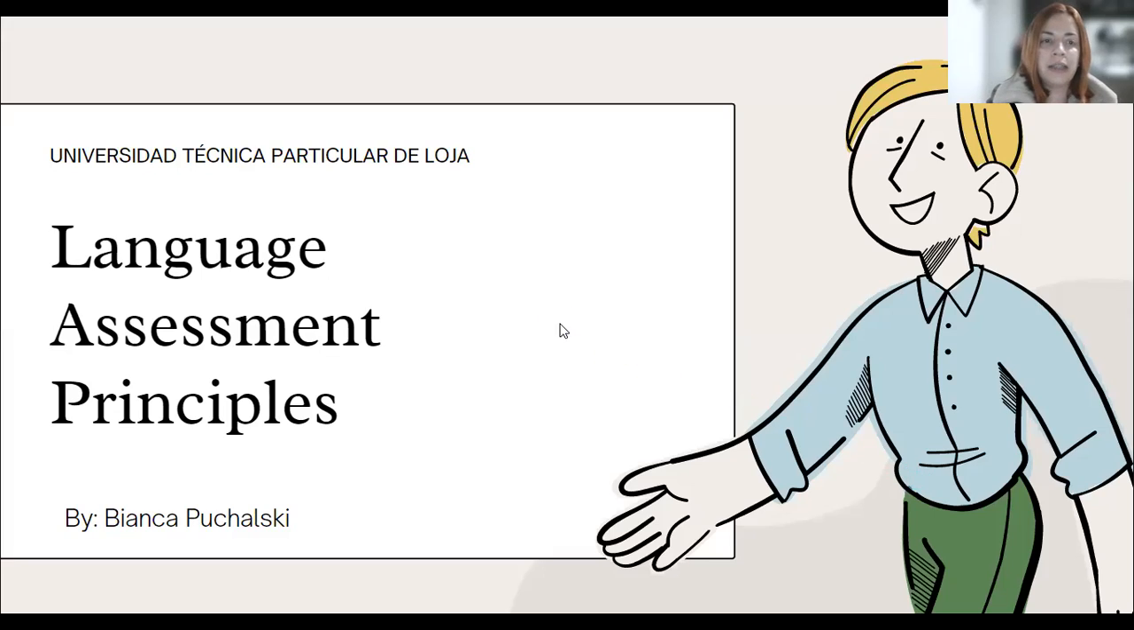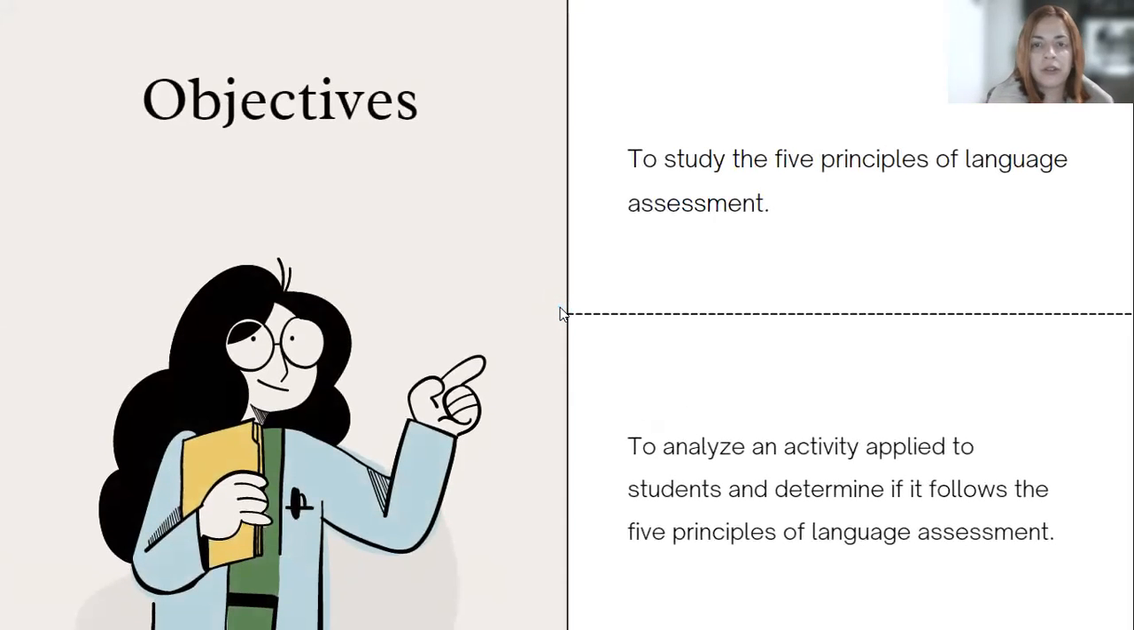So for this activity, we have to study the language assessment principles. That, of course, is one of the objectives: study the 5 principles of language assessment, and then analyze an activity and see if this activity considers these five principles.